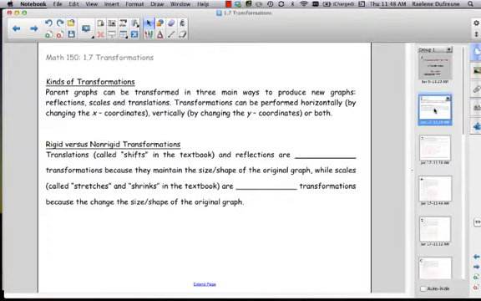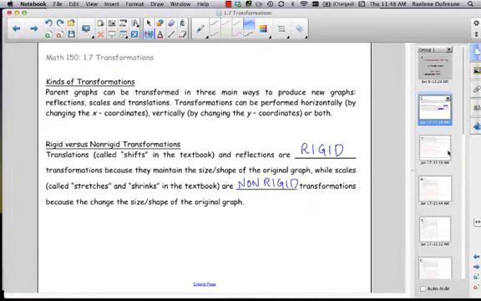There are two types of transformations to consider: rigid transformations or non-rigid transformations. Translations, or shifts as the textbook refers to them, and reflections are called rigid transformations because they do not change the size or shape of the original graph. Meanwhile, a scale, which is a shrinking or a stretching of the graph, is a non-rigid transformation. That's because scales change the size or shape of the original graph.